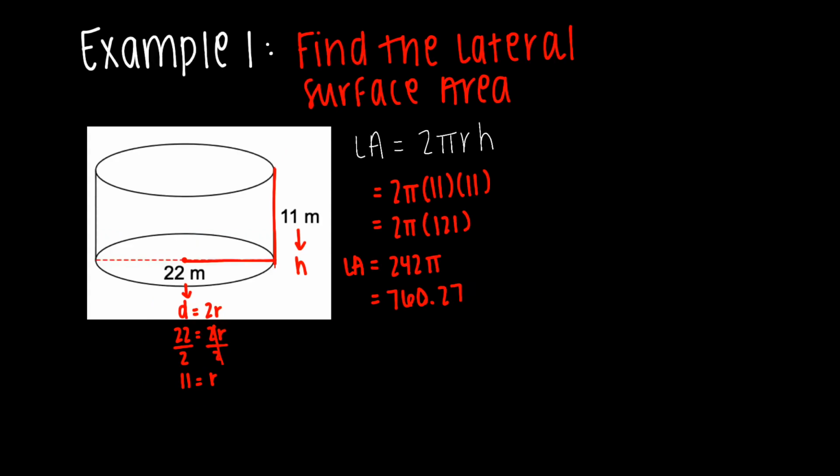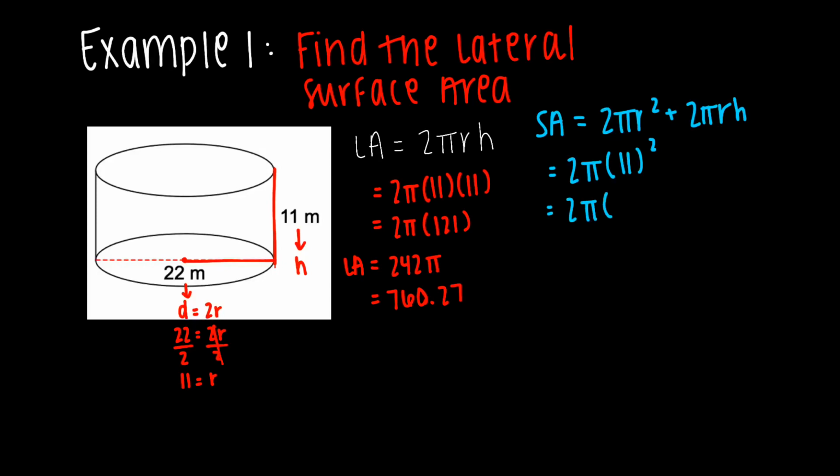And then my formula for total surface area is surface area equals 2 times the area of the base, so 2 pi r squared, plus that lateral surface area, 2 pi r h. So I'm going to focus on the area of the base first. I'm going to plug in 2 times pi, and I already found my r, which was 11. So 11 squared is 121. And then 2 times 121 gives me 242 pi.